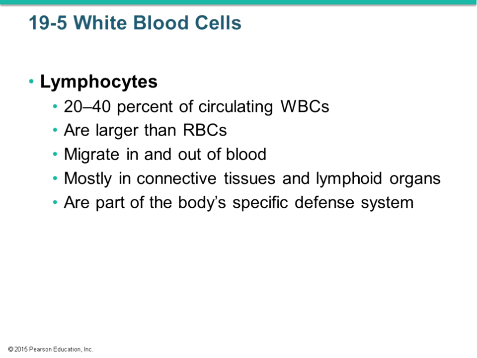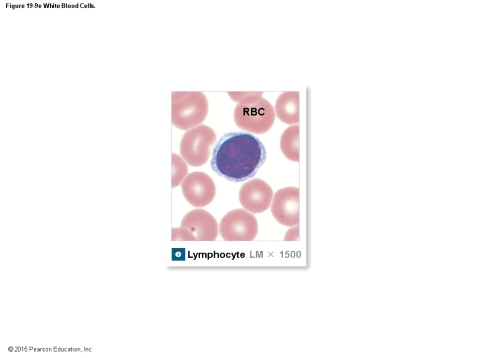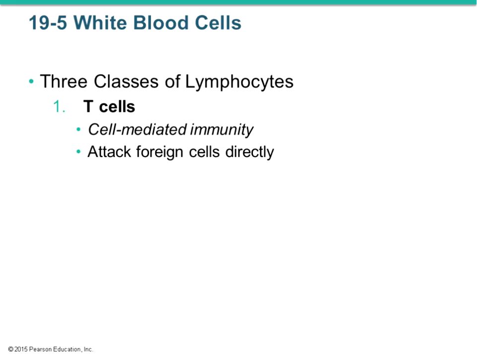And then finally, the last of the 5 white blood cells are lymphocytes. Lymphocytes are 20 to 40% of what you're going to see in the white blood cells. They're a little bit larger than the red blood cells. Again, they can migrate in and out of blood. Most are in connective tissue or the lymphatic system and are part of the body's specific cellular defense system, which we'll talk about when we look at immunity a little bit later on. And there is a lymphocyte.